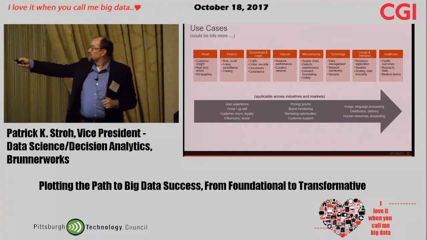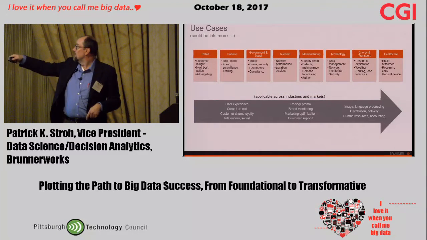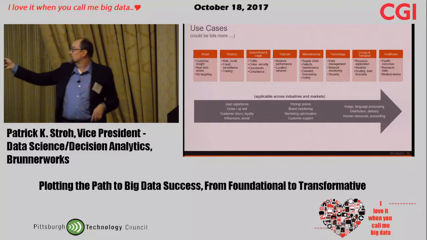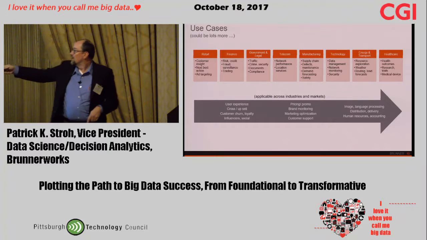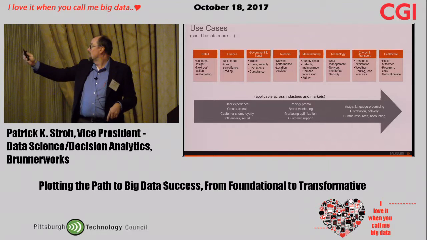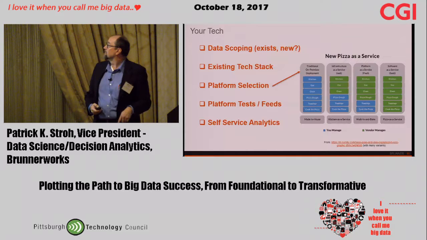So in terms of those use cases, I'm not going to go over this. If you want this presentation, you can see some of this, but this is just the broad range of things that a lot of different industries and markets have. There's a lot of commonalities down at the bottom having to do with user experience and pricing and things like that, which I think are very interesting.